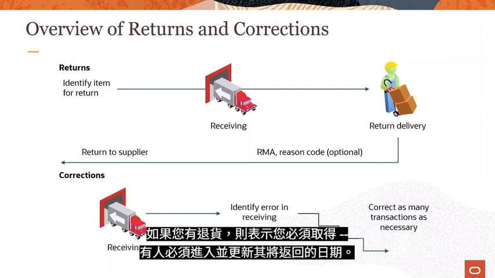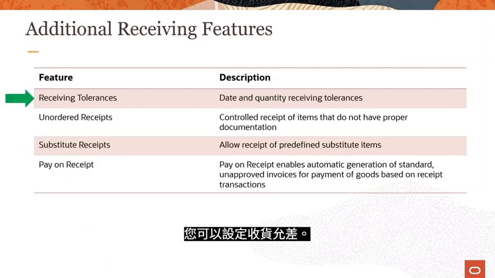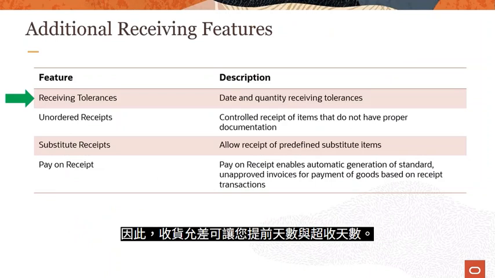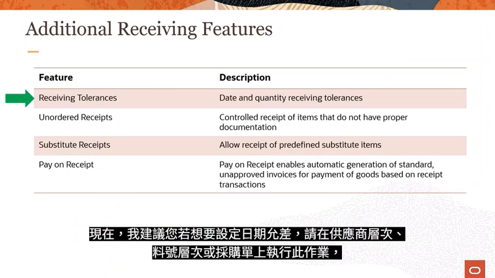Some additional features. You have the ability to set your receipt tolerance. So the receipt tolerance allows you to say days early and over receipt. Now, I will suggest that if you want date tolerances, do that at the supplier level or item level, because the guy at the back door doesn't care if it's early or late. He just wants to get it in the back door. But for the specific supplier items, set the parameter at those levels. Additionally, you can do over receipt. In an industry where plus or minus 5, plus or minus 10 is applicable, great.